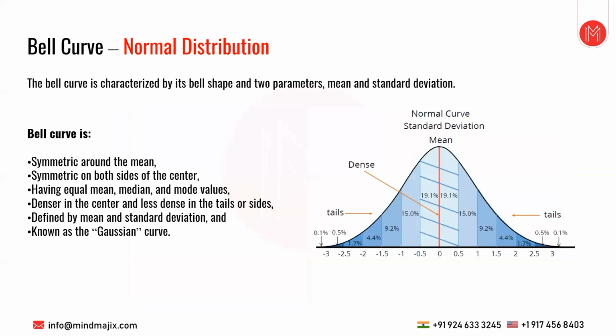So let's talk about the bell curve or the normal distribution. It is again one of the most important statistics concepts. The bell curve is characterized by its bell shape and two parameters, mean and standard deviation. A bell curve is a common type of distribution for a variable, also known as the normal distribution. The term bell curve originates from the fact that the graph used to depict a normal distribution consists of a symmetrical bell-shaped curve.